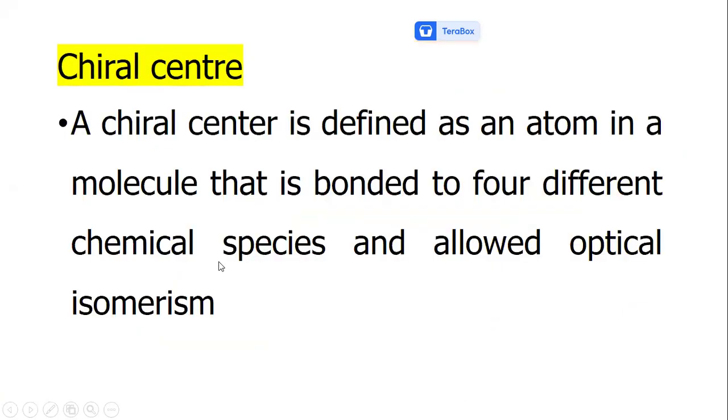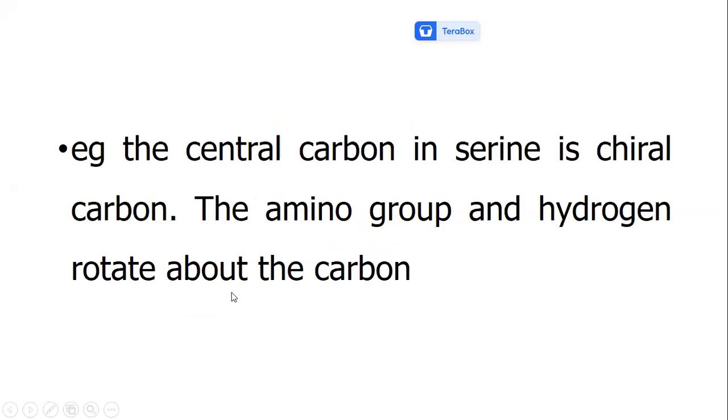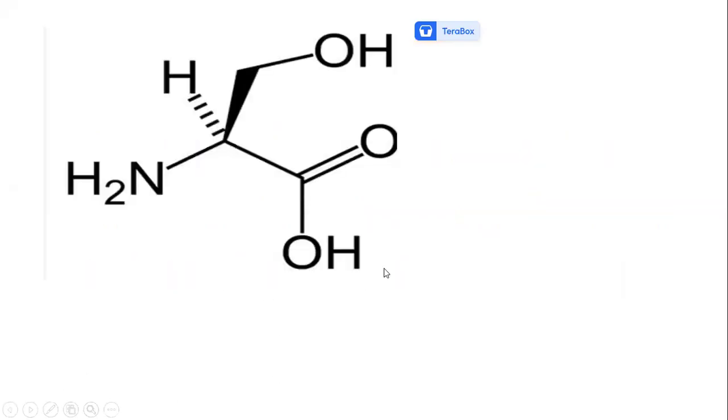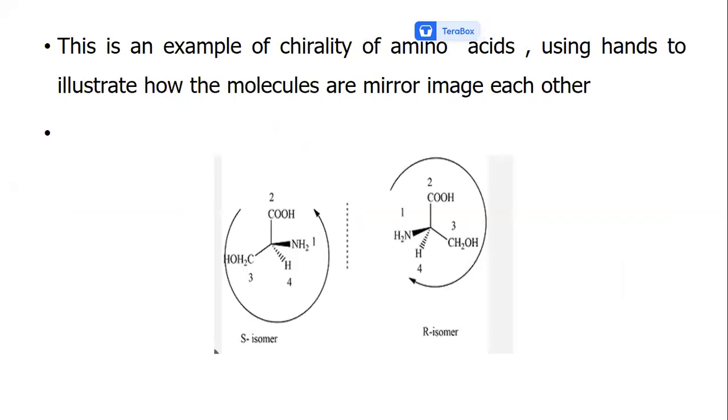Chiral center is defined as an atom in a molecule that is bonded to four different chemical species and allows optical isomerism. Example: the central carbon in serine is a chiral carbon. The amino group and hydrogen rotate about the carbon. This is an example of chirality in amino acids, using hands to illustrate how the molecules are mirror images of each other.